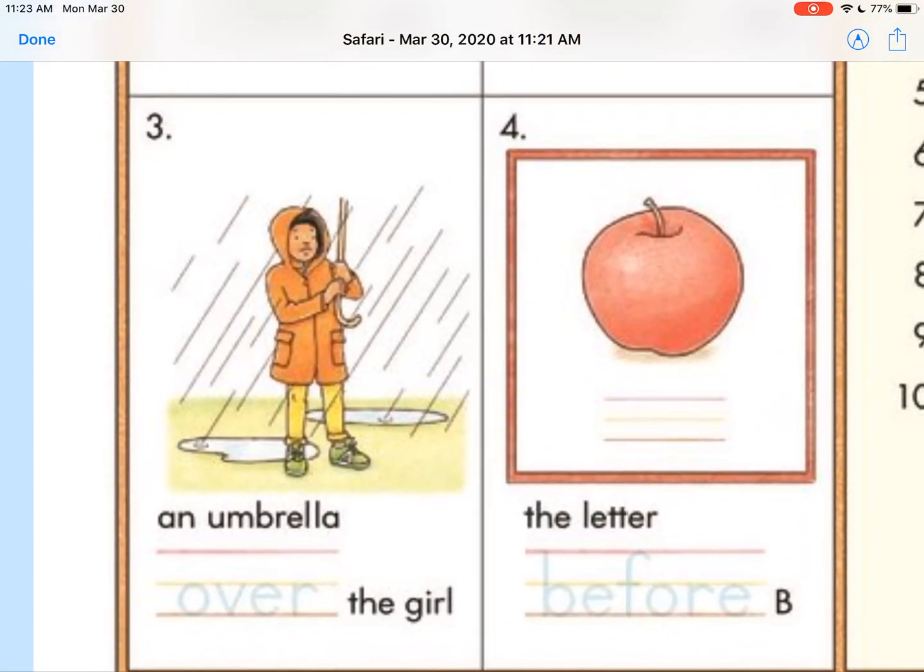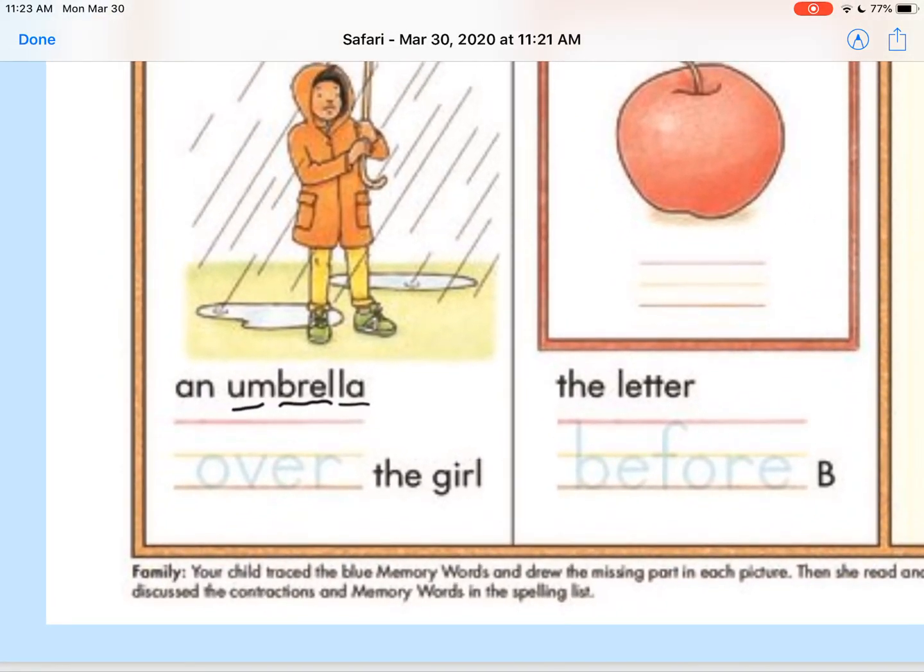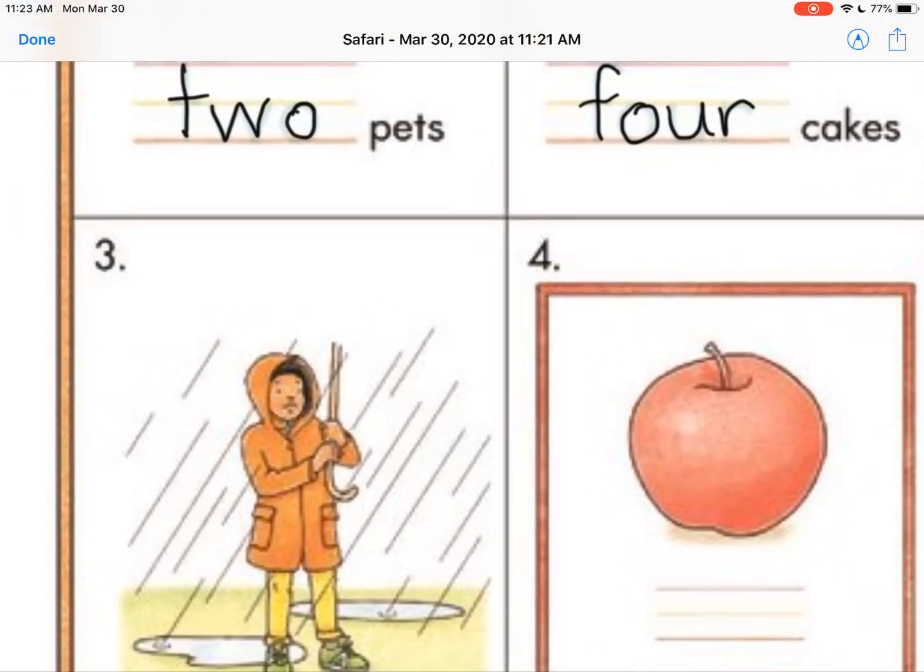Number 3. Number 3 says an umbrella. An umbrella over the girl. Over is a word we know. I can't seem to write there. Let's try this. There we go. O-V-E-R. An umbrella over the girl. So now you're going to draw an umbrella over the girl.